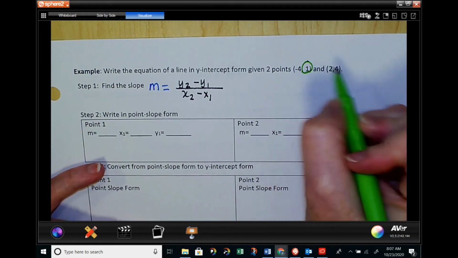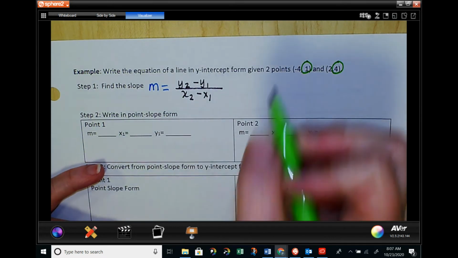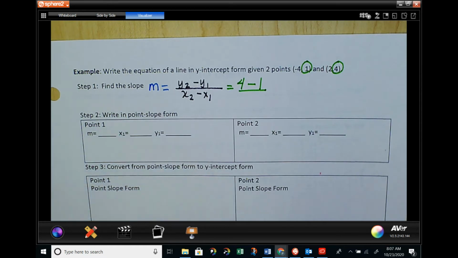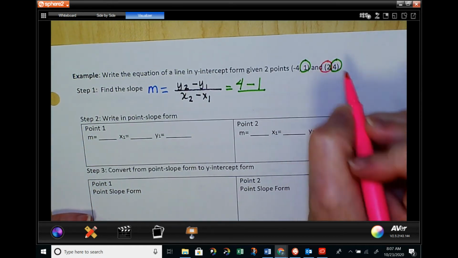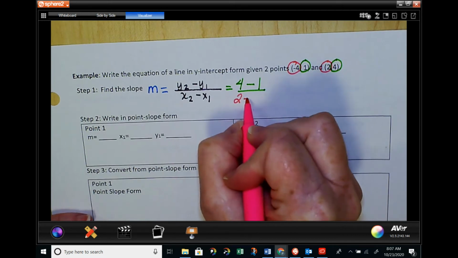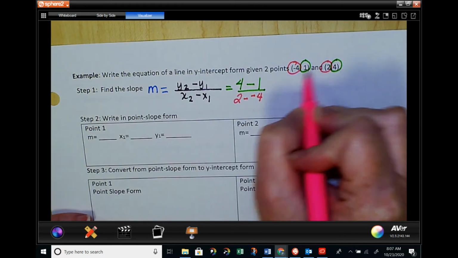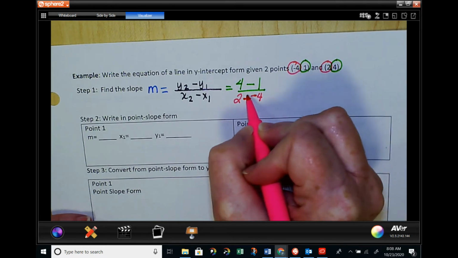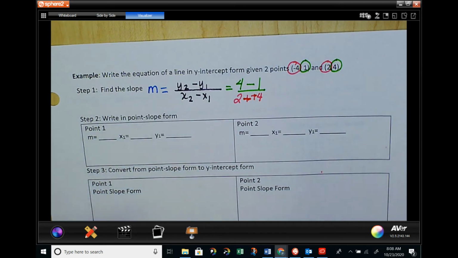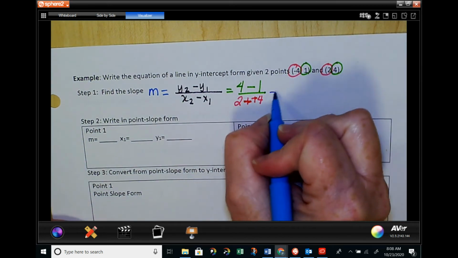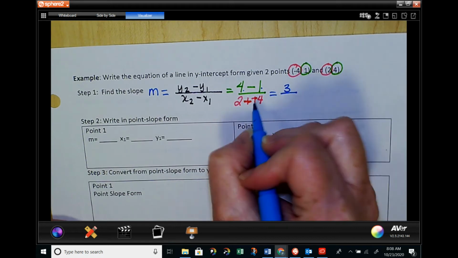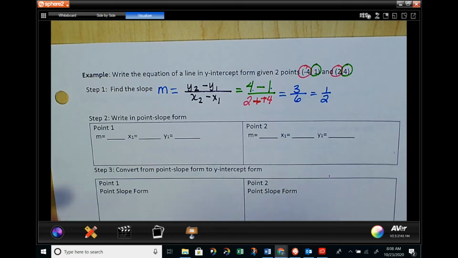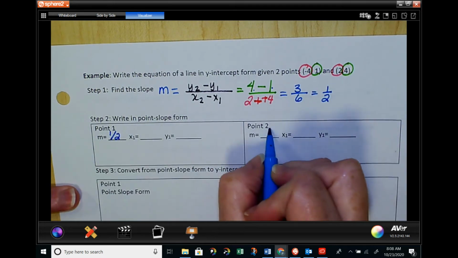So these y values of my 2 points are 1 and 4. So it's 4 minus 1. And then the x values of my 2 points are 2 minus -4. Remember, it's always a minus, and then whatever that, so the opposite of -4 ends up being +4. So when I go through and I do my math for my slope, 4 minus 1 is 3. And then 2 plus 4 is 6, reduces to 1/2. So my slope here is 1/2.